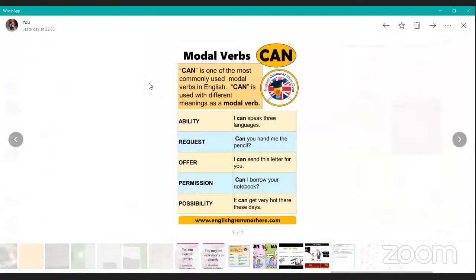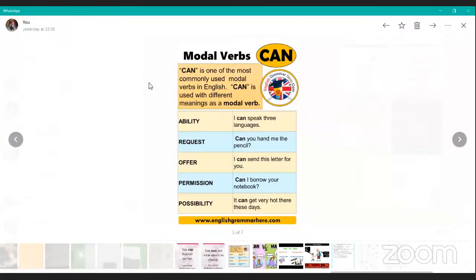Then possibility, something that may happen. It can get very hot there these days.